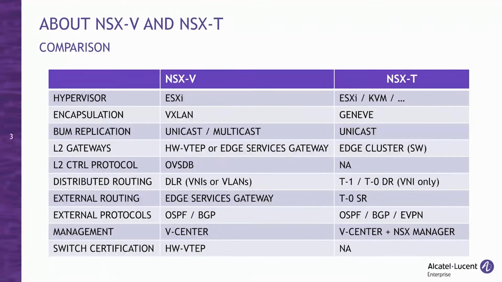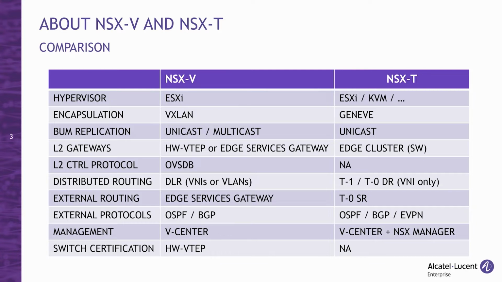Let's start with hypervisor support. NSX-V is NSX for vCenter, that is for ESXi hypervisors only, whereas NSX-T also works with KVM or even on AWS, etc. Then there's the encapsulation. NSX-V uses VXLAN, whereas NSX-T uses Geneve, and I'll talk about Geneve later in this presentation.